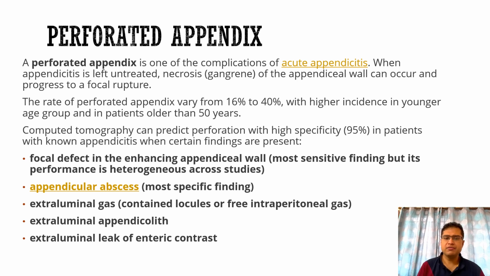CT is very specific for this, and certain signs that we have to look for on CT are a focal defect in the enhancing appendiceal wall, which was not very well seen in this particular case because the distal part of the appendix was not very well traced. It was within the collection. Appendicular abscess is the most specific finding, which was seen very well in this particular case in the pelvic region and the right iliac fossa, along with extraluminal leak of the enteric contrast, which was also seen on the plain images. So here we have to look at the plain images as well for the oral contrast leak into the collection. Also, we can see some extraluminal appendicolith in some cases and some gas foci.